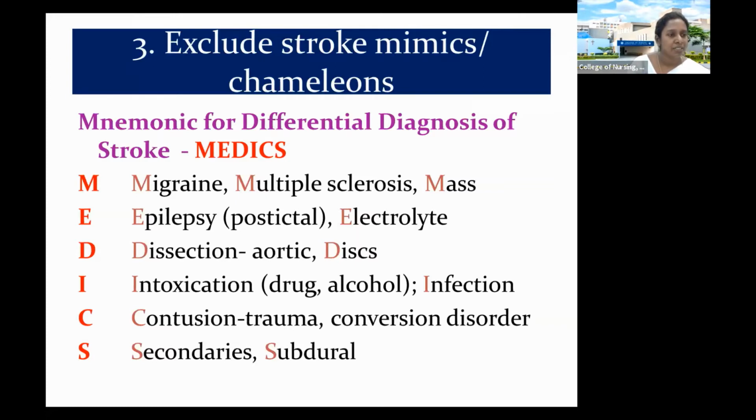D stands for dissection, aortic dissections, or any disc-related problems. I stands for intoxication, either with drug or alcohol, or any infectious disorders of the brain like encephalitis or meningitis, which can mimic a stroke. C stands for contusion, either in head injury, trauma related, or in psychiatric disorders where they have conversion disorder. And S stands for any secondaries or a subdural hematoma. So this is the mnemonic where we can understand what can mimic a stroke.